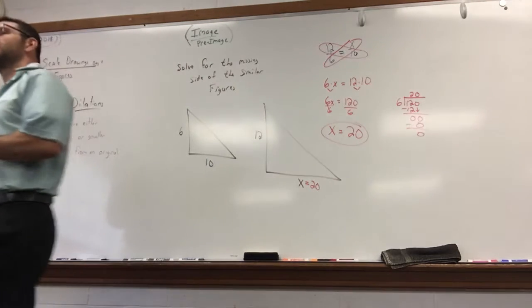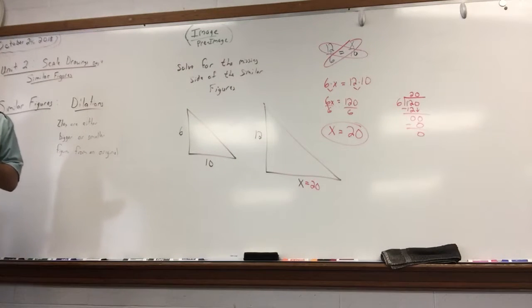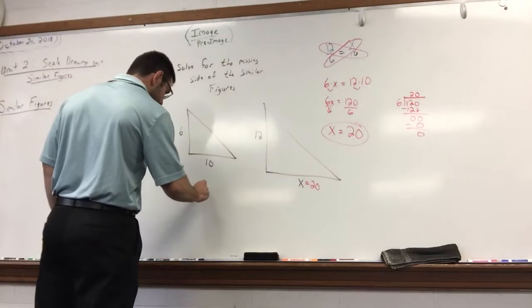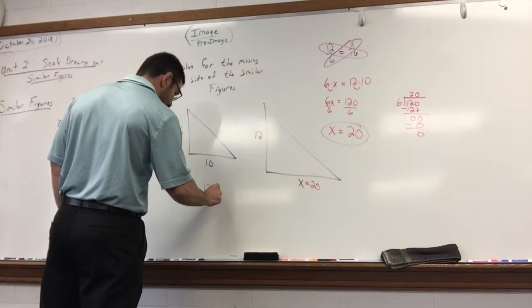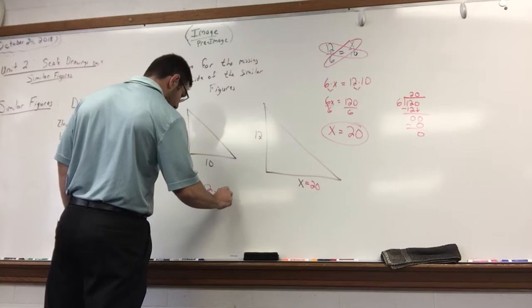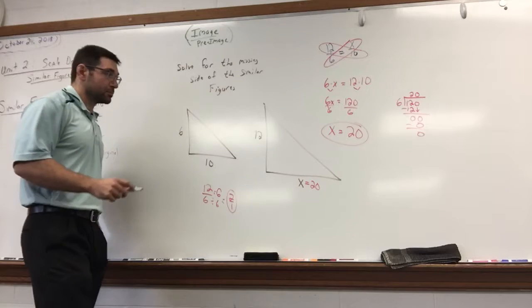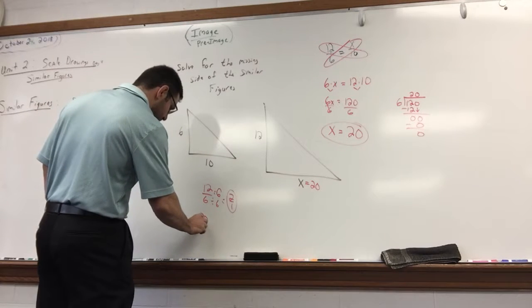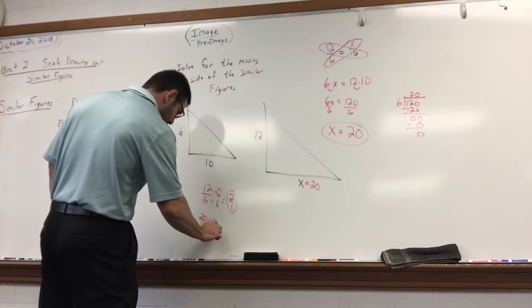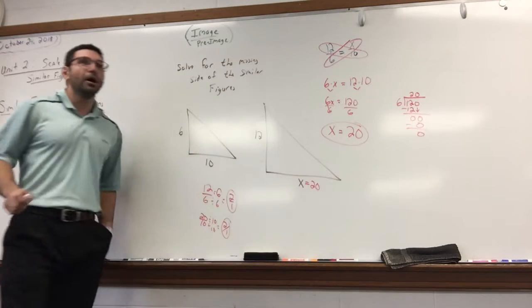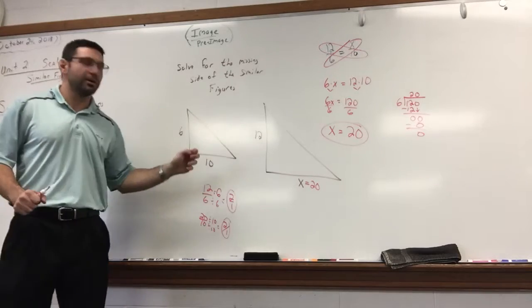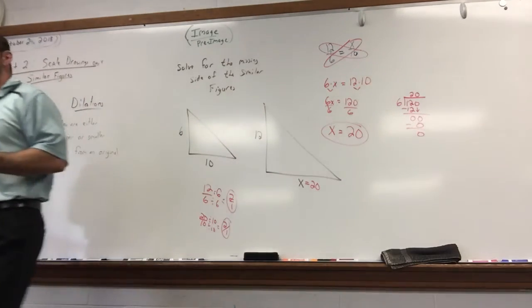Now let's say I asked you a silly question. What is the scale factor? Braden, what do you think? 2. How did you get 2? Because 12 over 6, if you divide 6 into 12. So if you divided these by 6, that gives me 2 over 1, right? Well, if I also had 20 over 10, I could divide both by 10, which gives me a scale factor of 2 over 1. I knew, because 6 times 2 is 12, 10 times 2 is 20, the scale factors are the same.